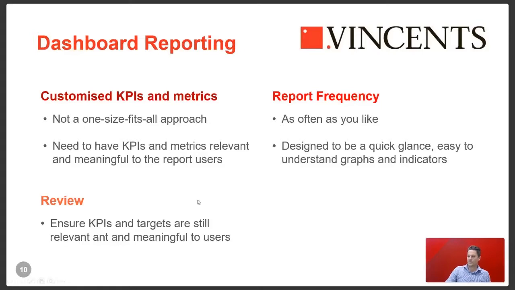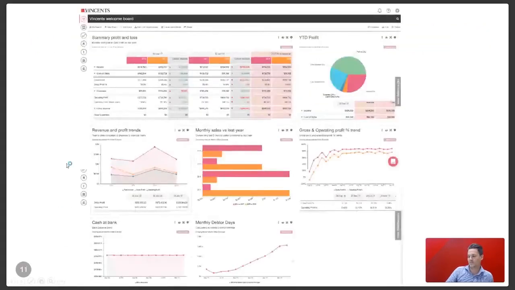So this is a dashboard of what it could look like in any number of businesses. These are just general dashboard type reports. Again, they should all be customized to your business, but this gives you an idea. Someone might log into it daily, weekly or monthly, and have a quick look at how things are going: year to date summarized profit and loss, revenue and profit trends, monthly sales versus last year, GP trends, what the cash bank balance is doing, and your monthly debtor days. These are some key things that a dashboard report may look like.